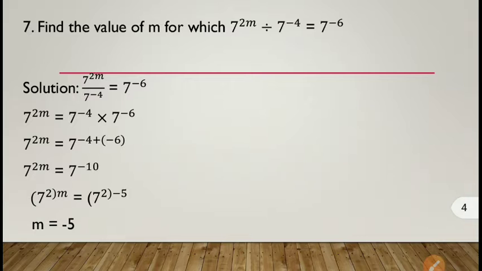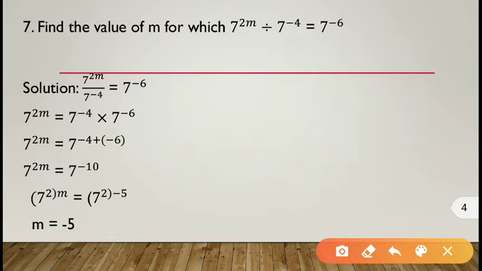Next and the last question from this chapter. Find the value of m for which 7 to the power 2m divided by 7 to the power minus 4 is equal to 7 to the power minus 6. You need to find out the value of m.